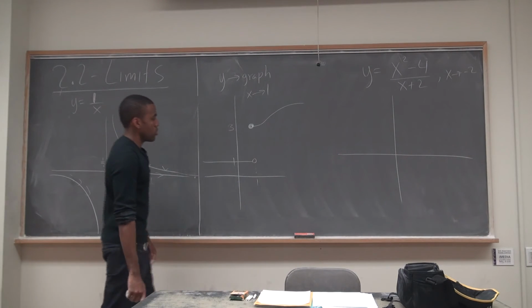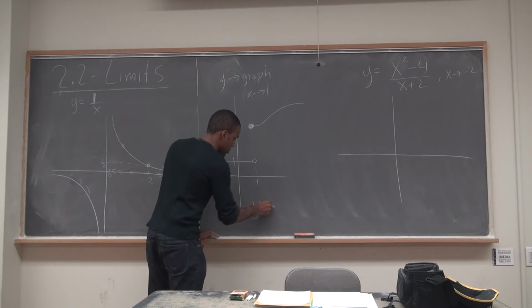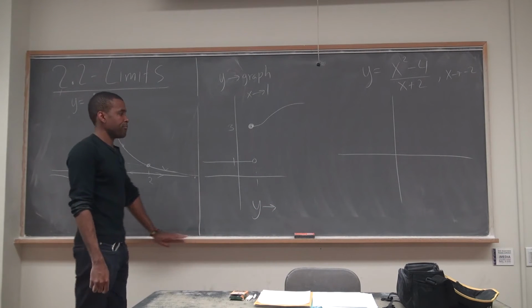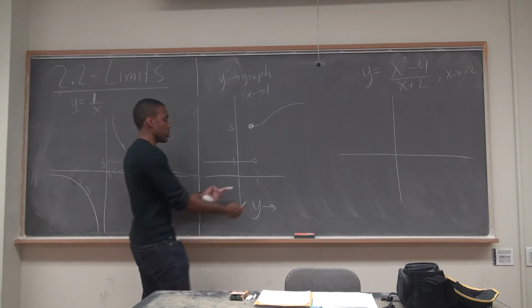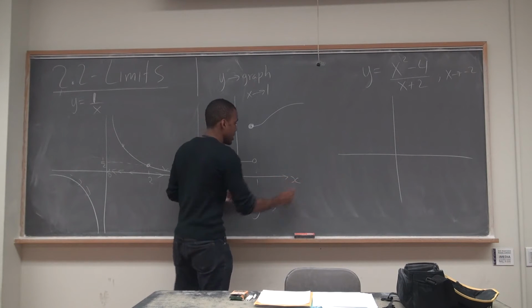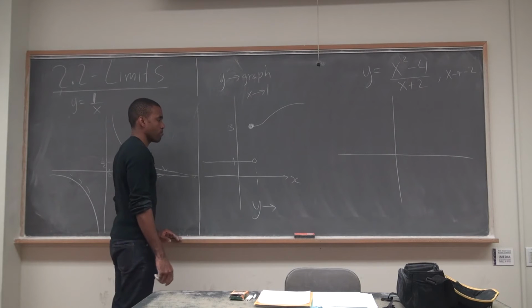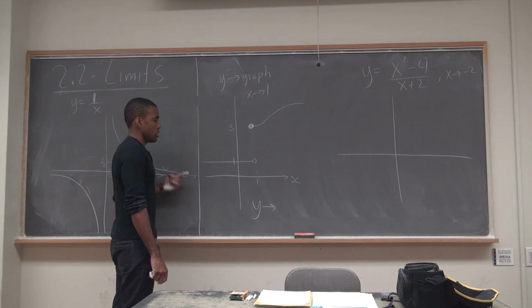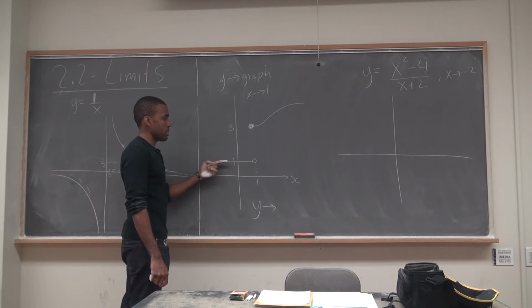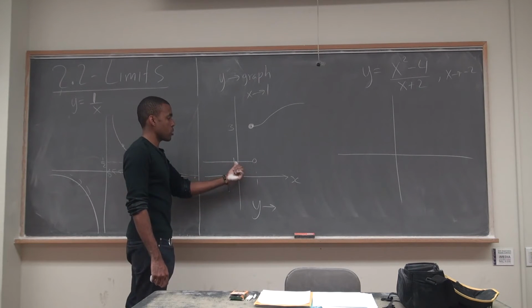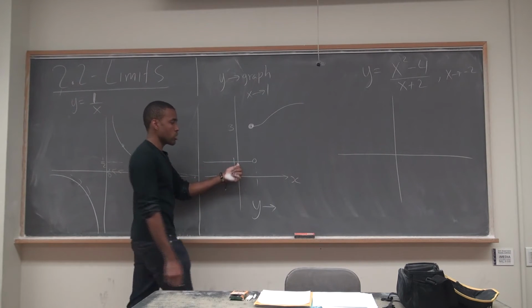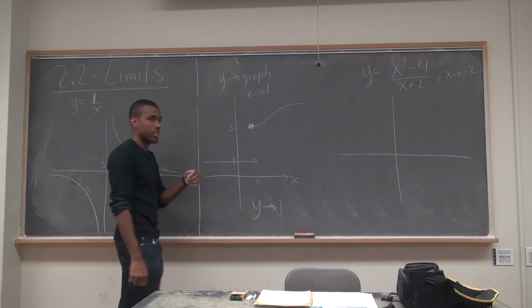Okay, what about this one? What does y approach in this case? As my x is getting close to 1, from which side? Analyze it. We're going from the left. Where are we going to? So if we're going from the left and my x value is getting close to 1, my corresponding y value is also 1. So is the answer 1?